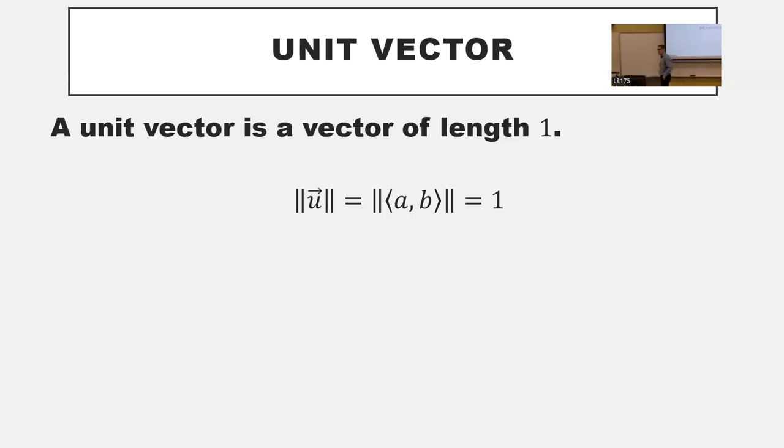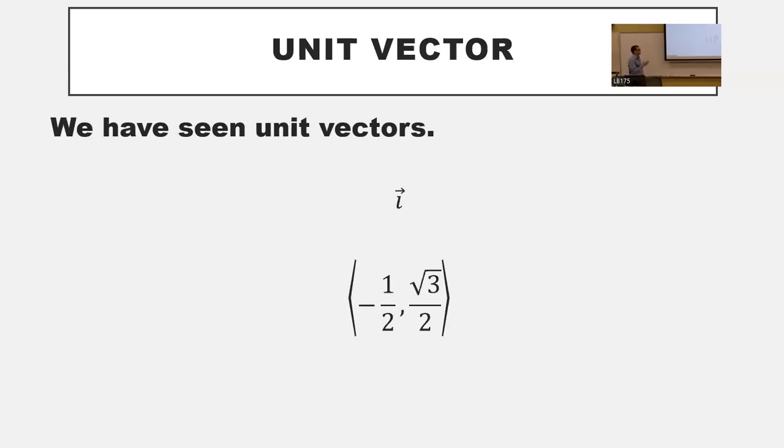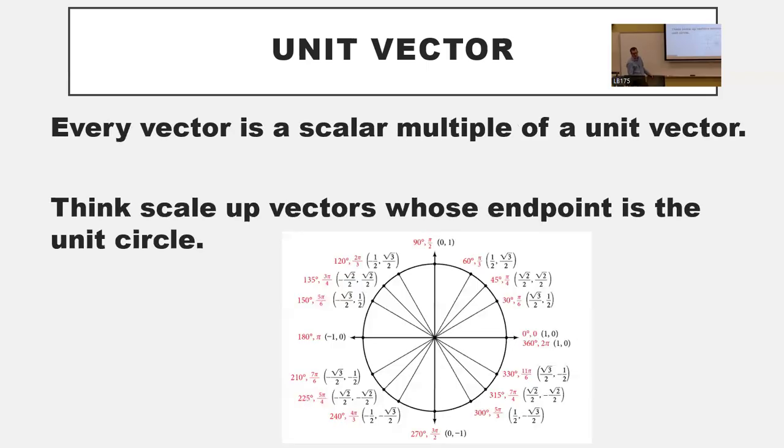And unit vectors are very nice, very useful in things. We saw two of these earlier, i and -1/2, comma √3/2. Those were both unit vectors. And if I have a vector in any direction, I can think of it as just a scalar multiple of a unit vector, no matter what the direction is.